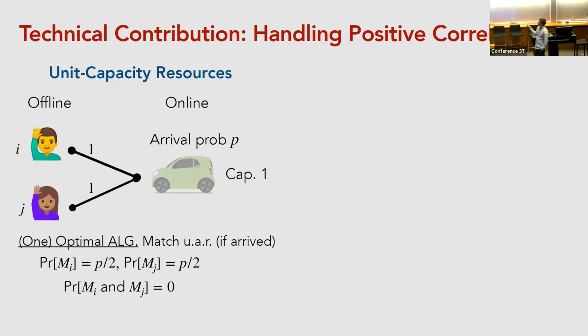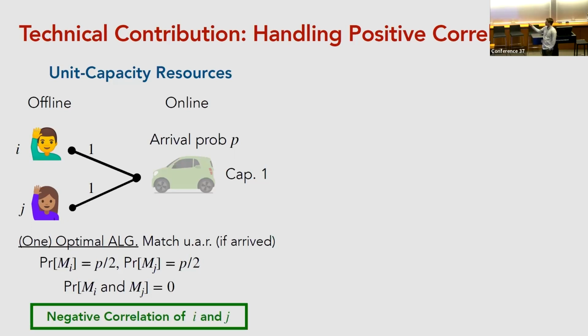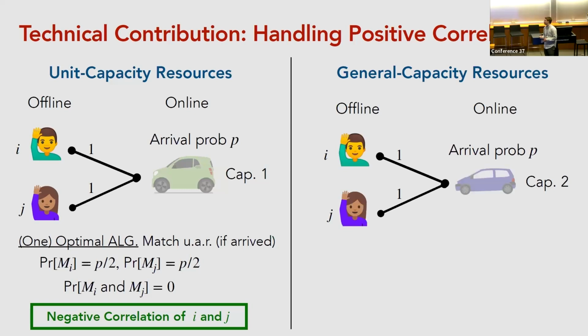For example, one optimal algorithm would be to match this car uniformly at random if it shows up. So notice the probability I match I is the same as the probability I match J. It's just p over 2 if this car is arriving with probability p. And the probability I match both of them is 0. So it's very simple, but it shows that there's negative correlation between these agents. In fact, all the algorithms that are designed for this unit capacity case achieve this sort of negative correlation among offline agents, because you only need to match one of them at a time.